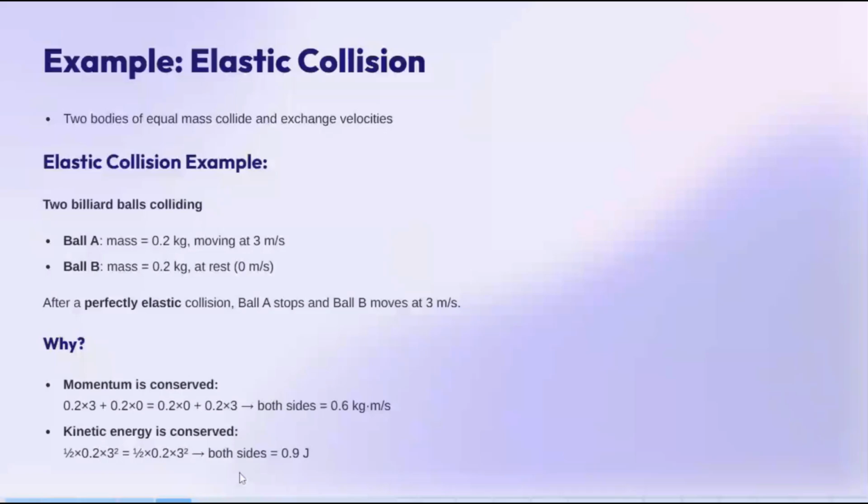Okay, sir. Kinetic energy is half mv squared. So if you do the kinetic energy for this side and the kinetic energy for the other side, it gives you 0.9 on both sides. Because both sides are equal, it tells you that the kinetic energy is conserved. Okay, sir. Thank you very much, sir.